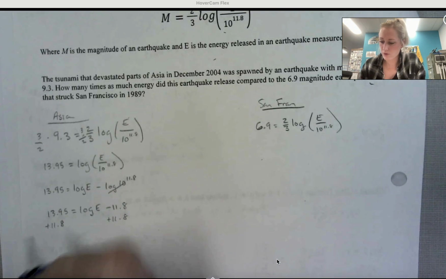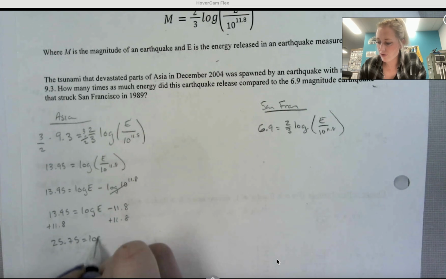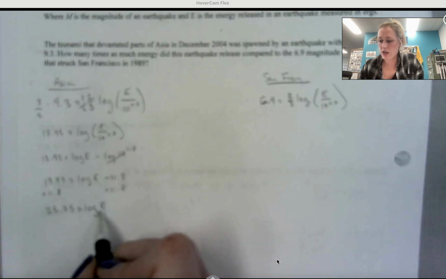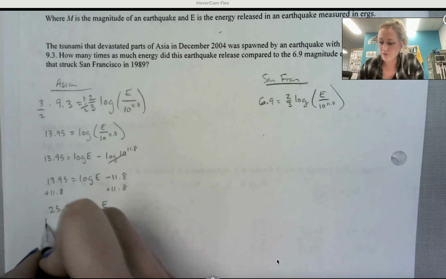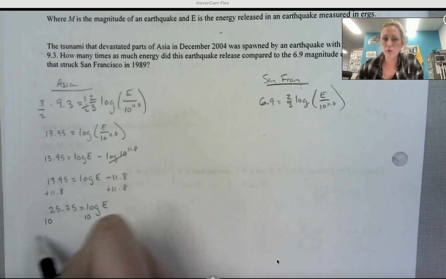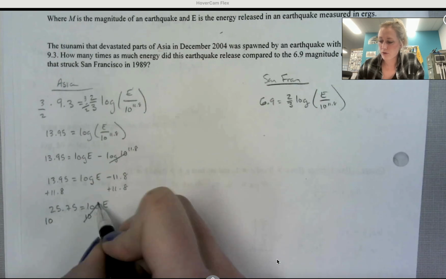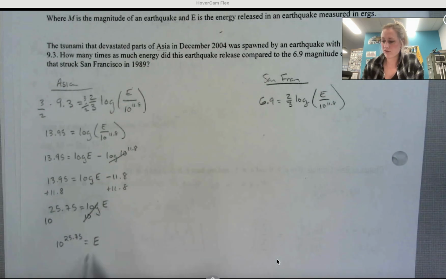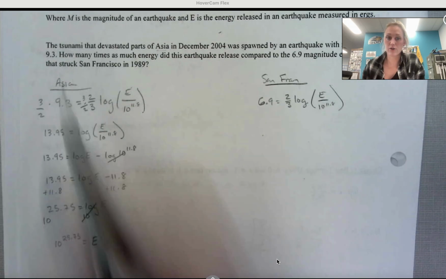Now we're trying to get E by itself, so I'm going to add the 11.8 over. So we've got 25.75 equals log of E. The last thing I need to do to get E by itself is to get rid of this log. This is log base 10, so its inverse would be an exponential of base 10. So I'm raising both sides, this is the base, and these are now the exponents. We now have 10 to the 25.75 is E. So this is the energy release for that earthquake in Asia.